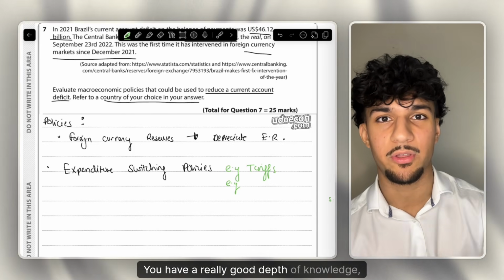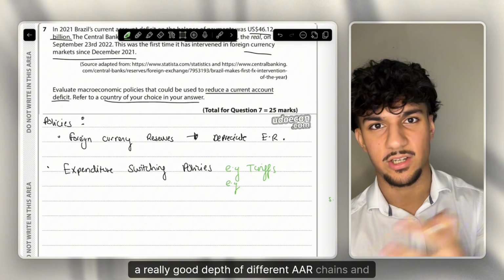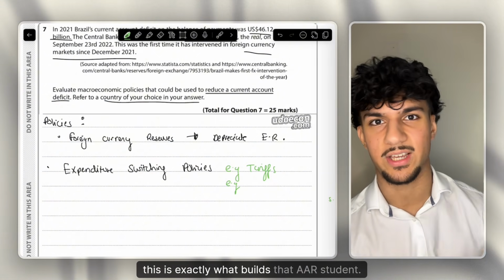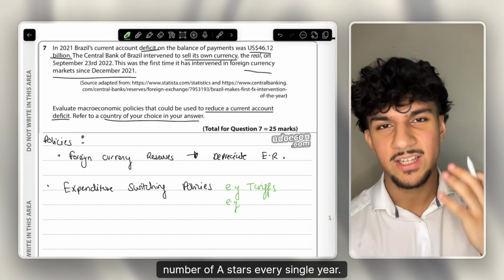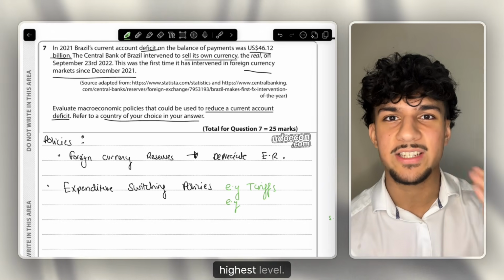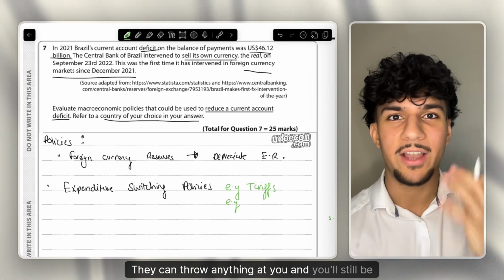You have a really good depth of knowledge, a really good depth of different A-star chains, and this is exactly what builds that A-star student. This is why in the community we get a record number of A-stars every single year, since we make sure you're prepared to the highest level. They can throw anything at you and you'll still be able to smash it out.